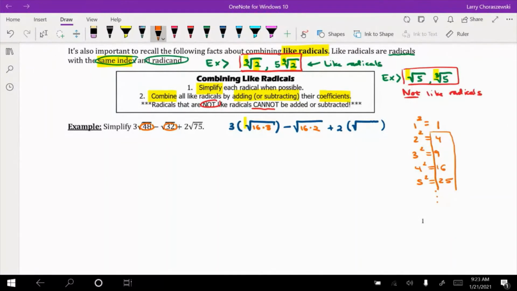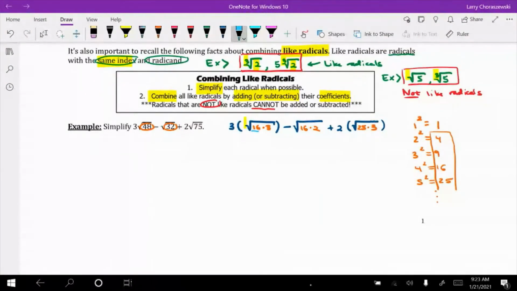Is there a number from this list that would go into 75? 25, yep. We could rewrite 75 as 25 times 3. Now the reason for using these squares inside of the square root is because they're going to break down to nice whole numbers.